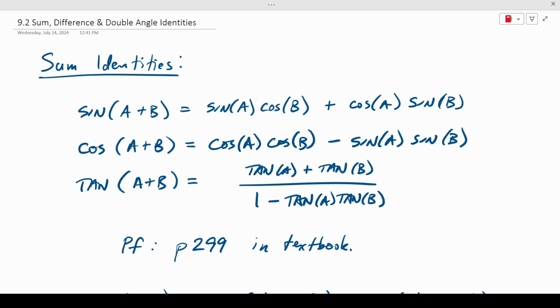Now, following up on this, we have what are called the difference identities. And the difference identities are really quite simply all of the sum identities with the signs switched. So this plus becomes a minus, this plus becomes a minus. This plus becomes a minus, this minus becomes a plus. This plus becomes a minus, this plus becomes a minus, and this minus becomes a plus. And then you get your difference identities.